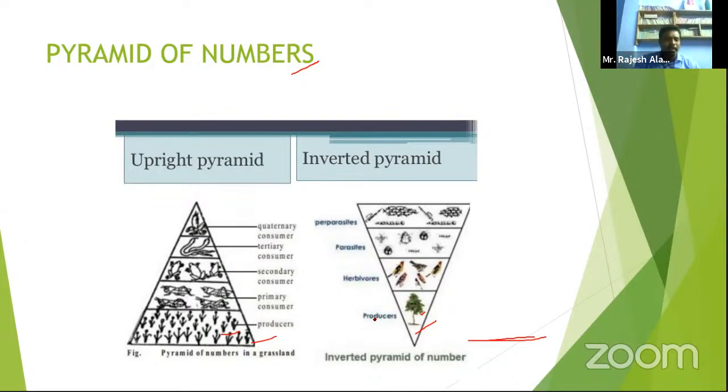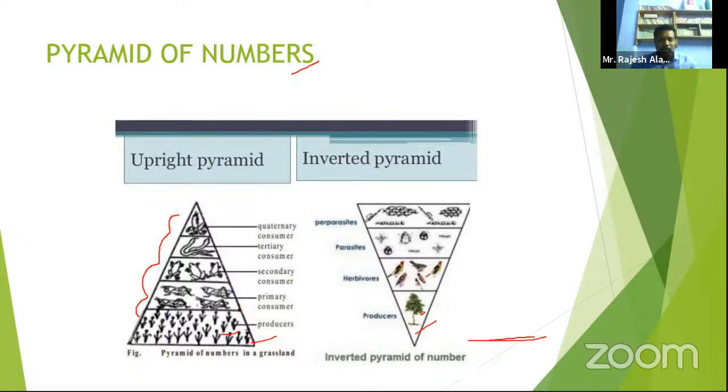So, take the pyramid of numbers in a grassland ecosystem. The number of grasses will be comparatively higher, and the grasshopper number will be lower than grasses. In this way, the consumer number reduces as I move from one trophic level to another. The word here is trophic level. Trophic means energy level. Understand, sir?